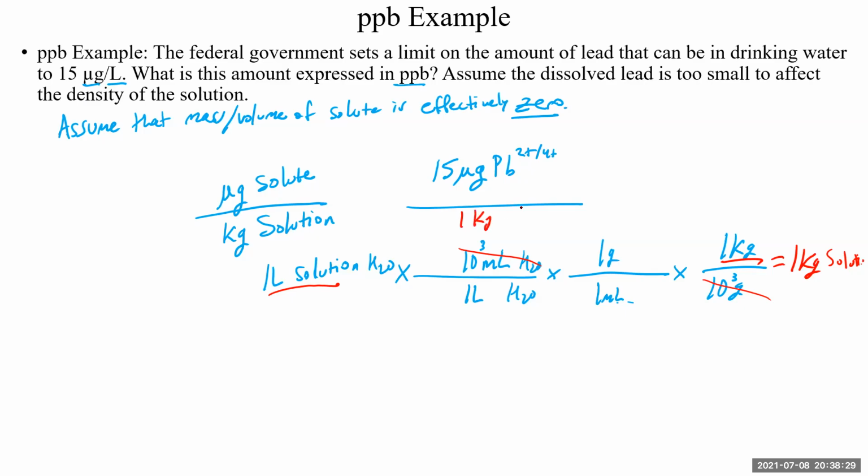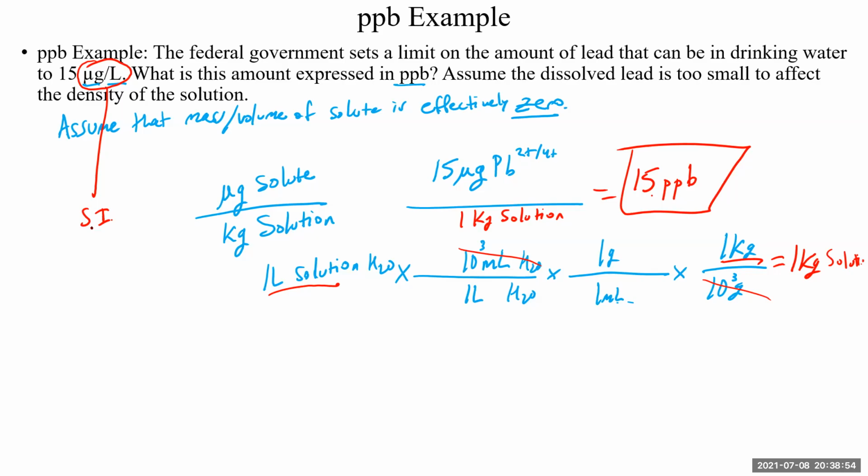So we have 1 kilogram of solution. So we fulfill our definition. So 15 divided by 1 is 15 parts per billion. And that is our answer. It's actually effectively the same number. They are expressing this in parts per billion, only they're using SI, standard scientific units, to report it.